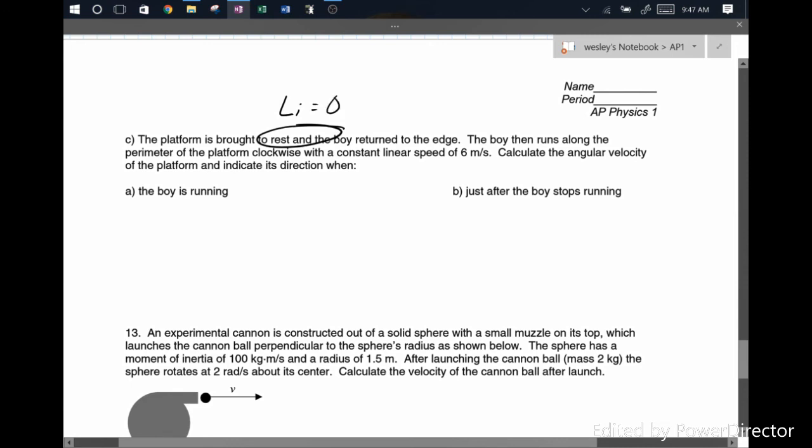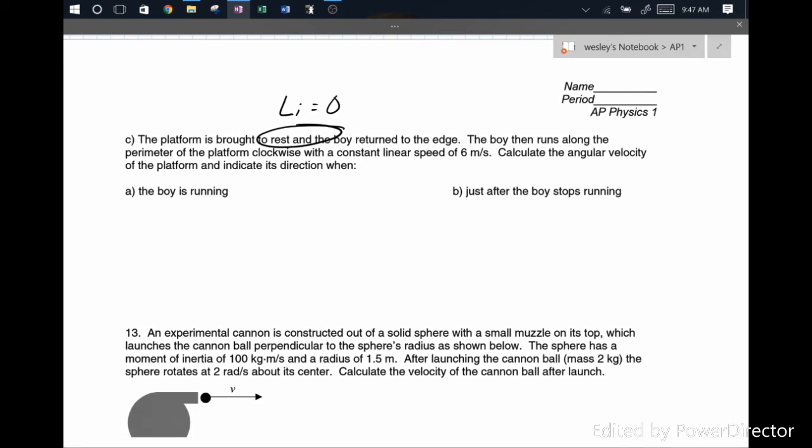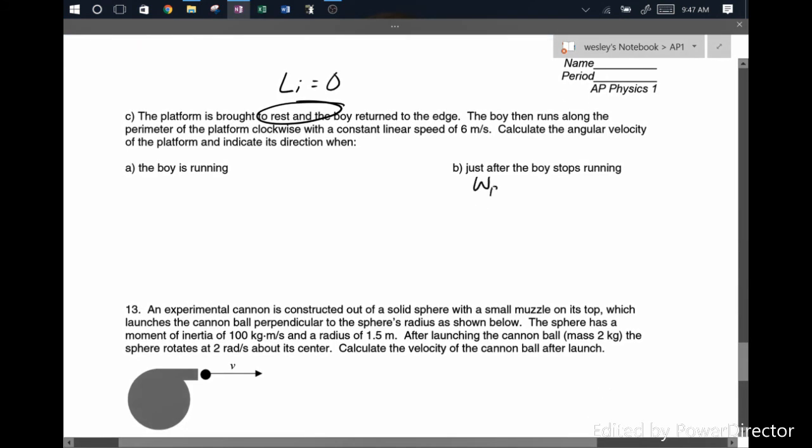When he starts running, the platform begins to move. And after he stops running, the platform is going to be stopped. So omega of the platform after the boy stops running is 0. It's a little bit more complicated as the boy is running. So the initial angular momentum is equal to the final angular momentum. So 0 is going to be the angular momentum of the boy plus the angular momentum of the platform.